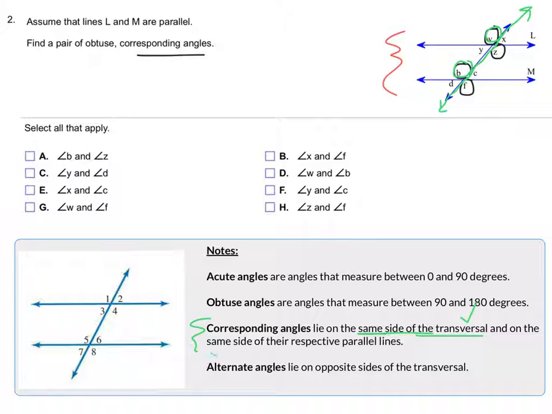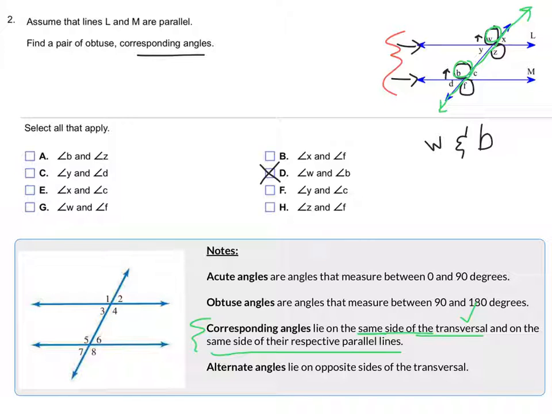Next, the angles have to be on the same side of their respective parallel lines. If we look at W, W is above its parallel line. If we look at B, B is also above its parallel line. So these are corresponding angles. When I select my answers, I'm going to select W and B as a pair of obtuse corresponding angles. So this would be D, that's one choice.